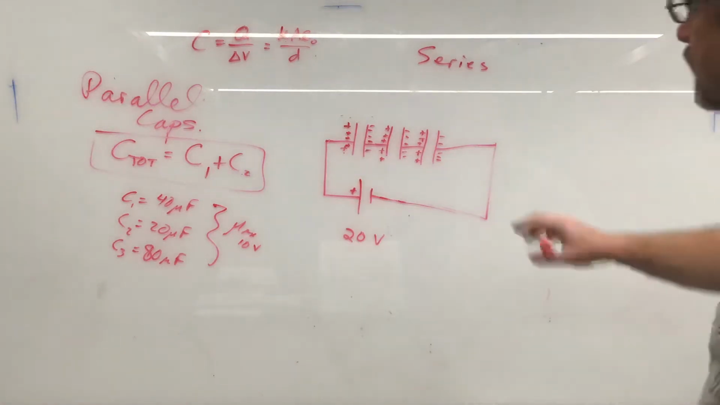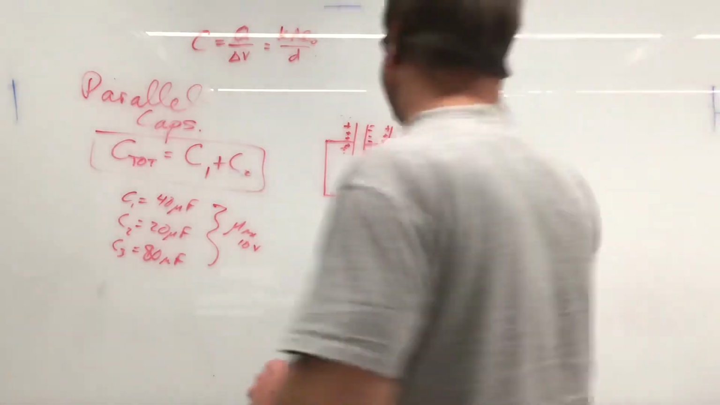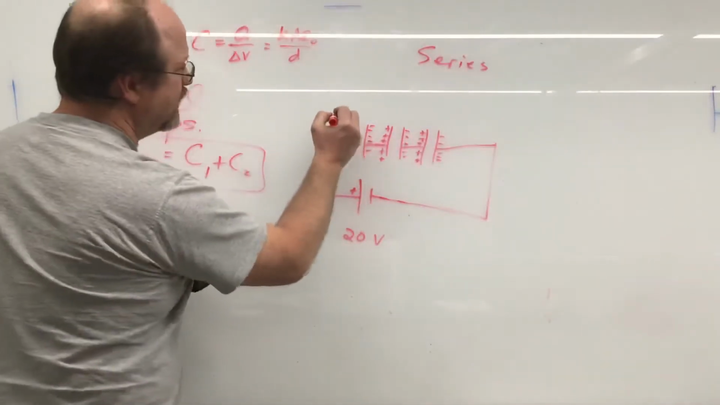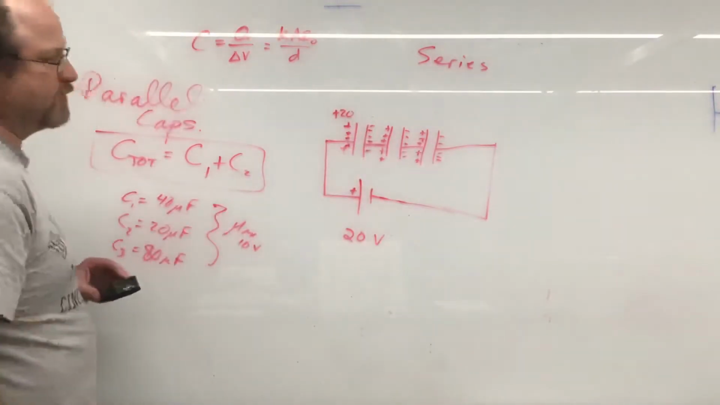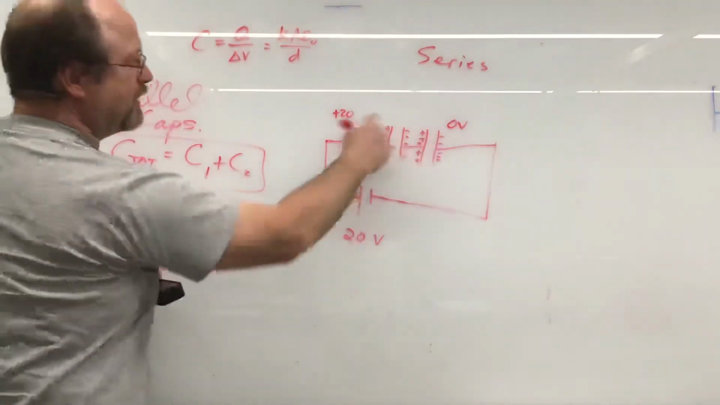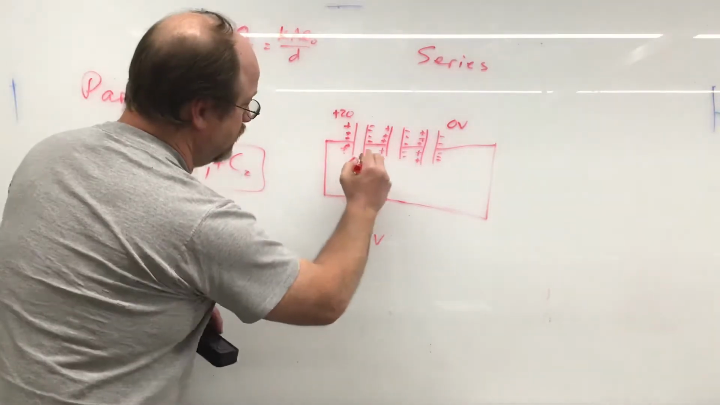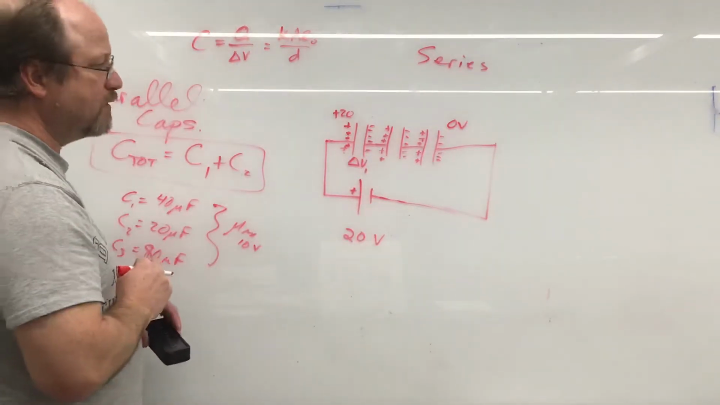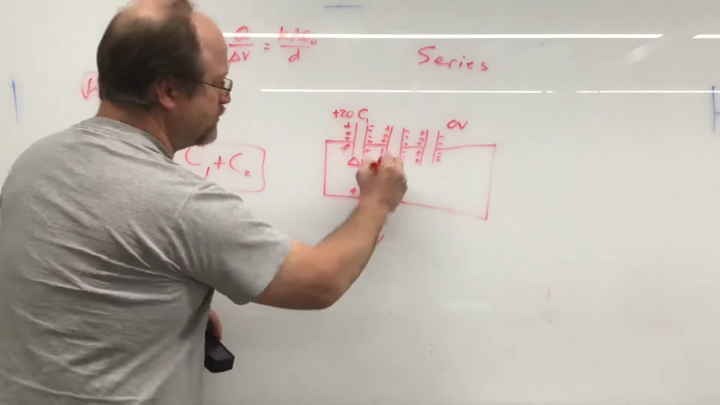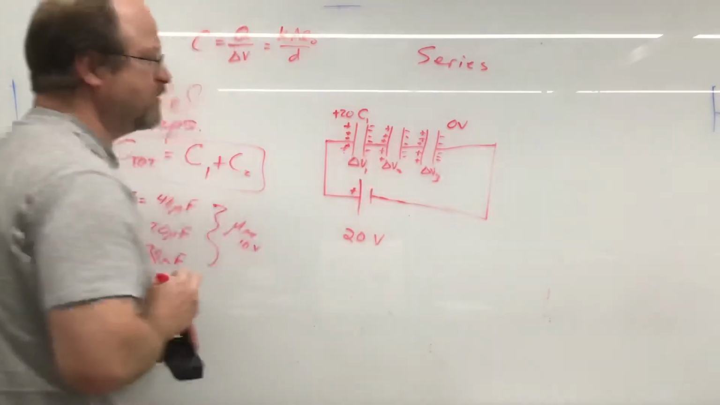So now when we set these up in series with each other, and we think about the voltage, well, this one over here, on this side, is going to be seeing positive 20 volts. And on this side, it's going to be seeing 0 volts. But we don't really know what's going on in between there. What we know is that there's going to be some delta V1 across that first capacitor, some delta V2 across the second capacitor, delta V3 across the third capacitor.